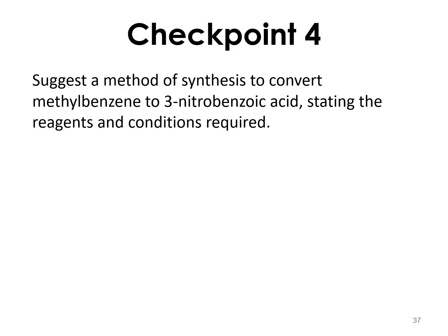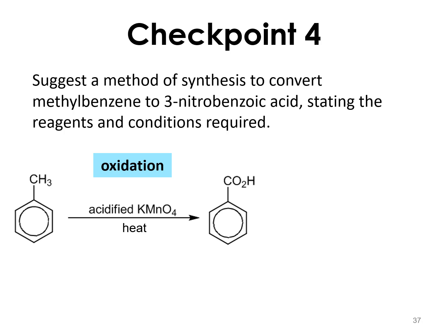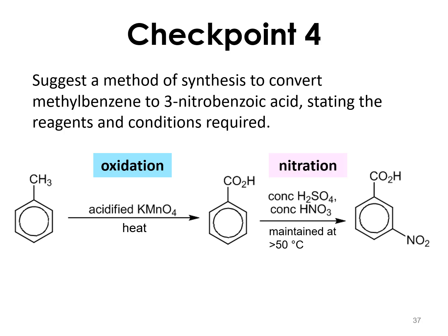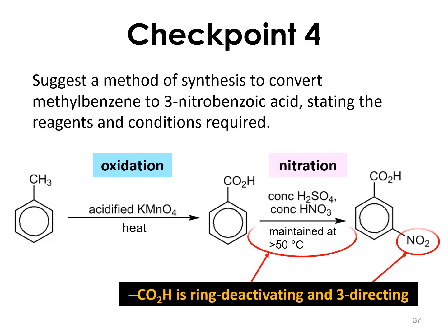You should have first performed an oxidation, followed by a nitration. When methylbenzene is heated with acidified KMnO4, we will obtain benzoic acid. As the COOH group is 3-directing, it will direct the NO2 to occupy position 3 of the ring. Also, since the COOH is ring deactivating, it explains why a harsher reaction condition is required in the form of a temperature higher than 50 degrees Celsius for nitration.